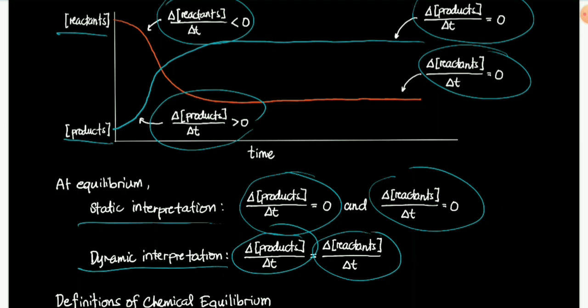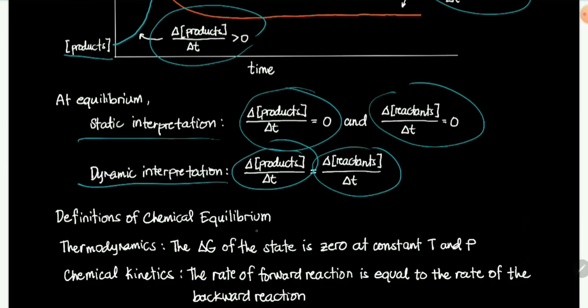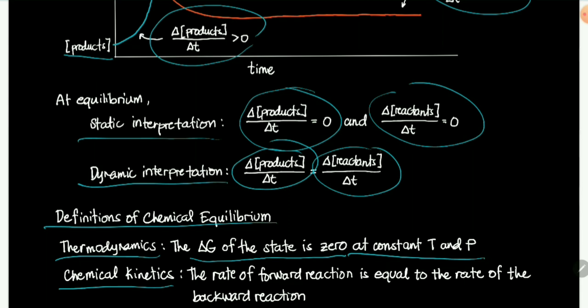Okay? So, we also have two definitions of chemical equilibrium. So, sa thermodynamics, the delta G of the state is zero at constant temperature and pressure. So, kapag zero yung delta G ng reaction nyo, ibig sabihin, yung reaction nyo ay nasa state of equilibrium or chemical equilibrium. Okay? So, chemical kinetics naman, it interprets rates.